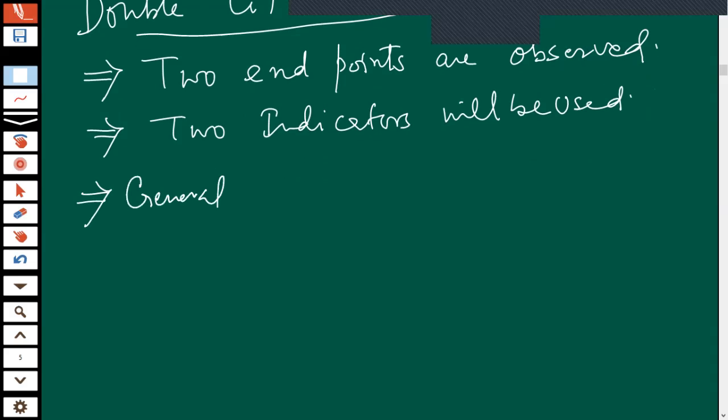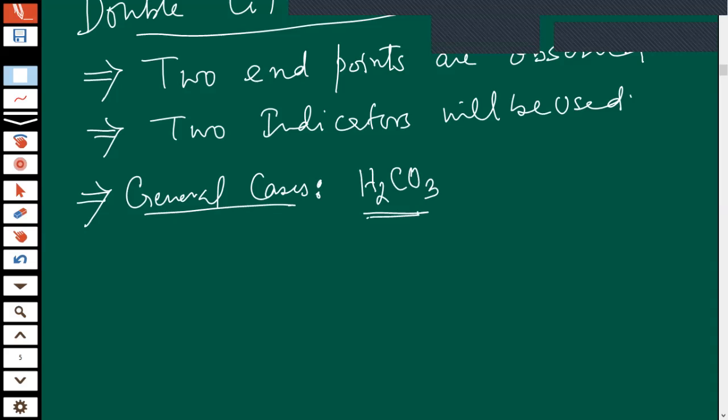Sir, can you give an example of the first point? Yes, 2 endpoints are observed. I will show you. General cases are regarding H2CO3, carbonic acid. From carbonic acid, we can form Na2CO3, NaHCO3 like this.